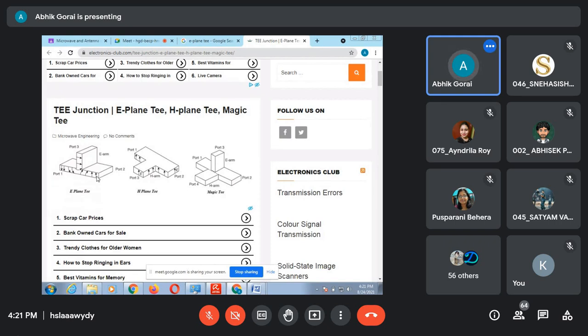On the contrary, in the H-plane T, the phases are the same. That means the power, though equally divided in port 1 and port 2, has the same phase in the power that is coming out of port 1 and port 2. So that is the difference.